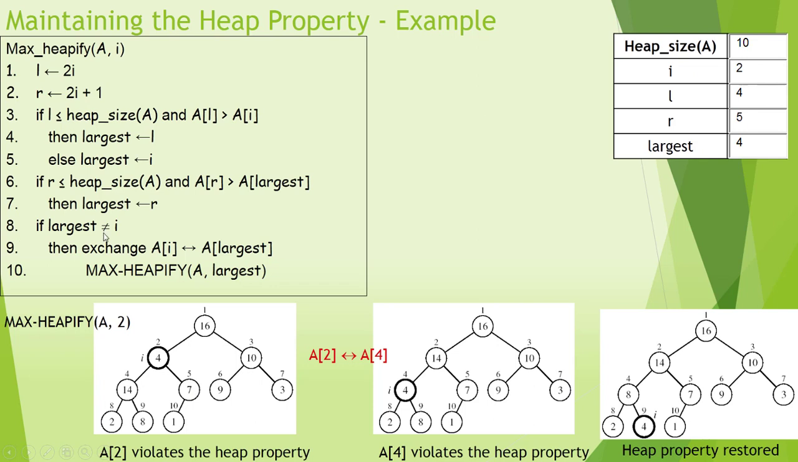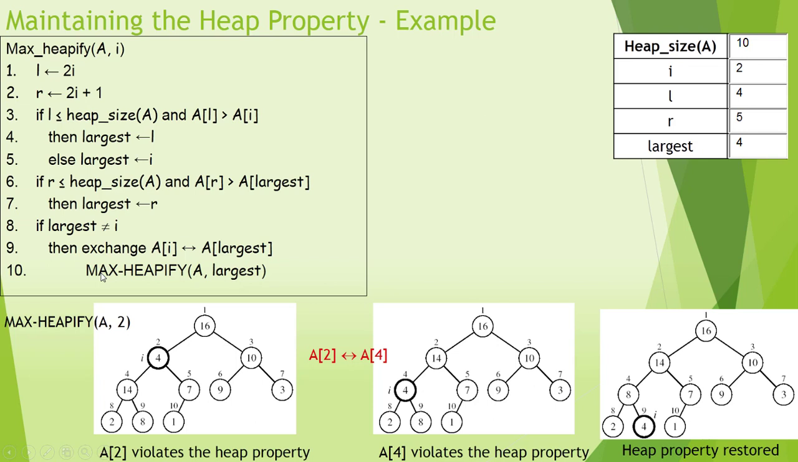If largest not equal to I, if 4 not equal to 2, we will exchange A of I and A of largest. What is I? 2. What is largest? 4. So A of 2 and A of 4 will be swapped. This 4 and 14 will be swapped. So I will get the second figure.